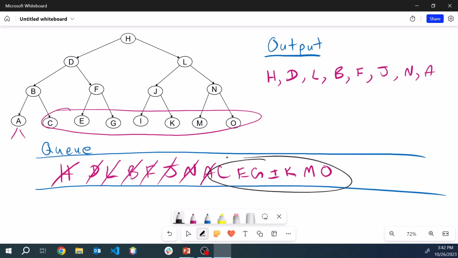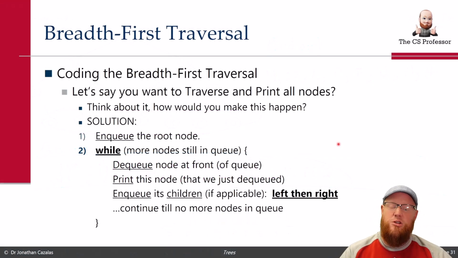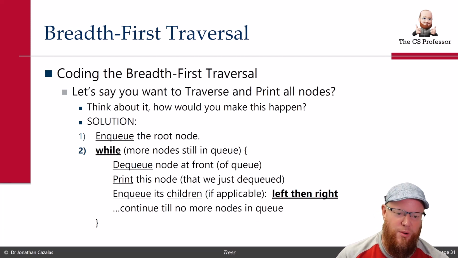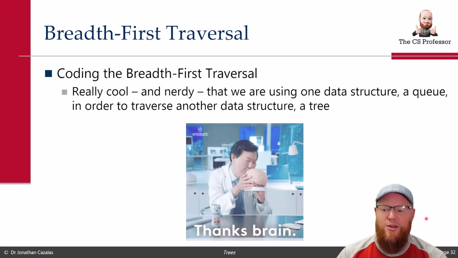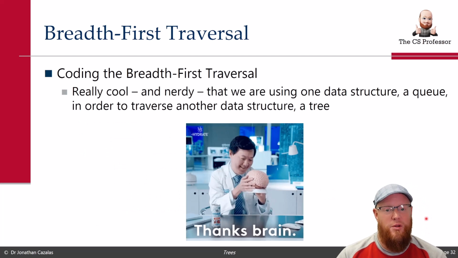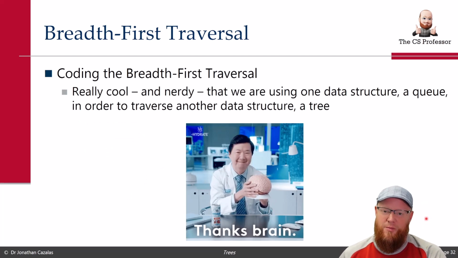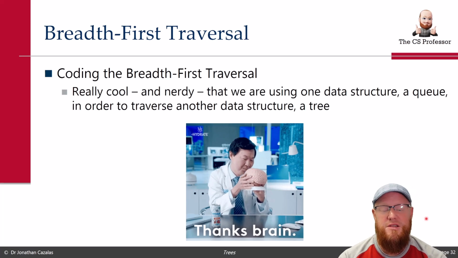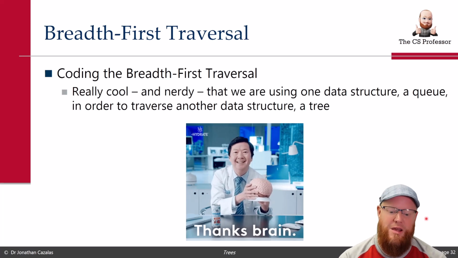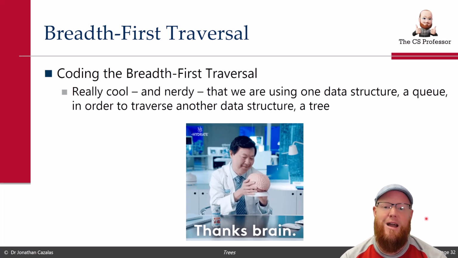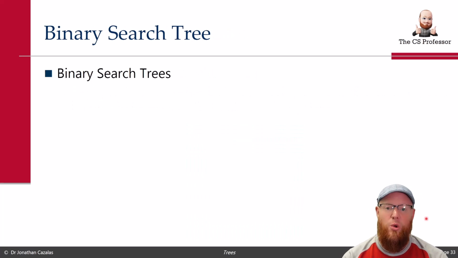So really, really cool that how we actually print or traverse a breadth first traversal of a tree is by using another data structure. How cool, I say here on the next slide, kind of nerdy and really cool that we're using one data structure to traverse and then print out the contents of another data structure, a tree. This is actually a brain-blowing moment, kind of cool.